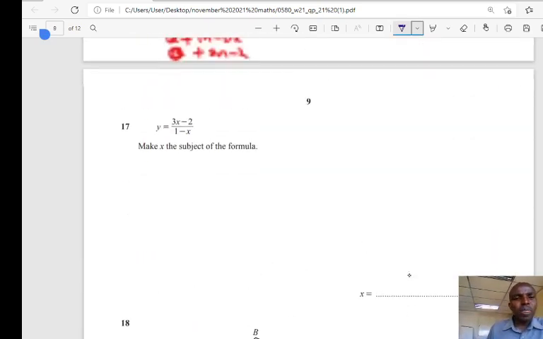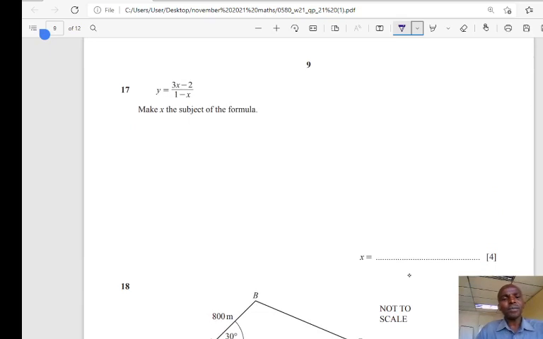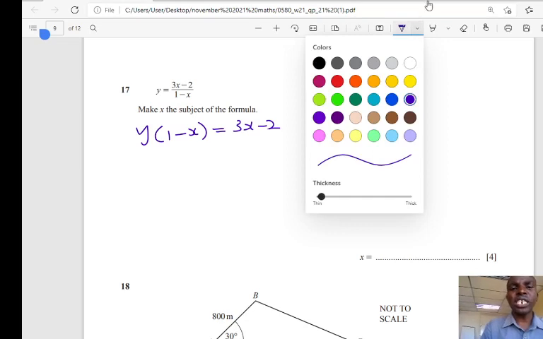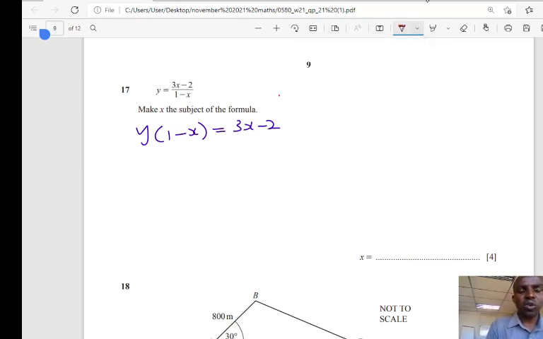Next question, number 17. Make x the subject of the formula. Just cross multiply here: y times (1 minus x) is equal to 3x minus 2. Whenever there is a denominator, you have to get rid of the denominator first. Cross multiplication here. Remove the bracket. Y minus yx is 3x minus 2. Then collect terms in x.